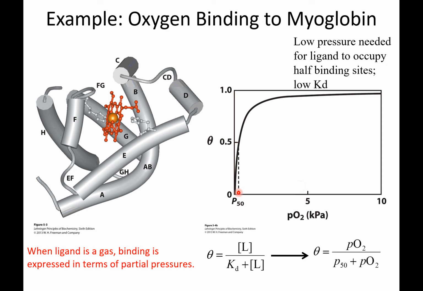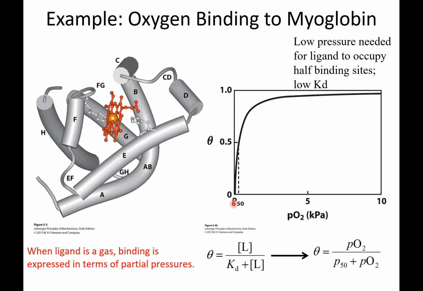With myoglobin, you can see this very, very steep increase. Really, if you have any amount of oxygen, which is the ligand, present, you're going to have at least half of the binding sites of myoglobin full, meaning that you're going to have oxygen bound to your myoglobin. No matter how high the pressure of oxygen gets, it's not really making a difference because you have such a strong interaction between the myoglobin and the oxygen. Myoglobin is just always bound to oxygen.